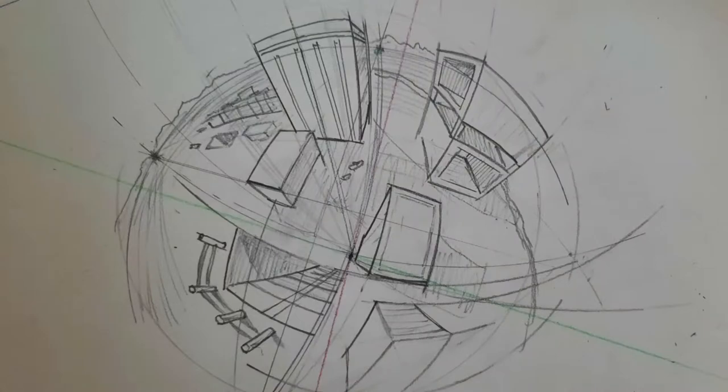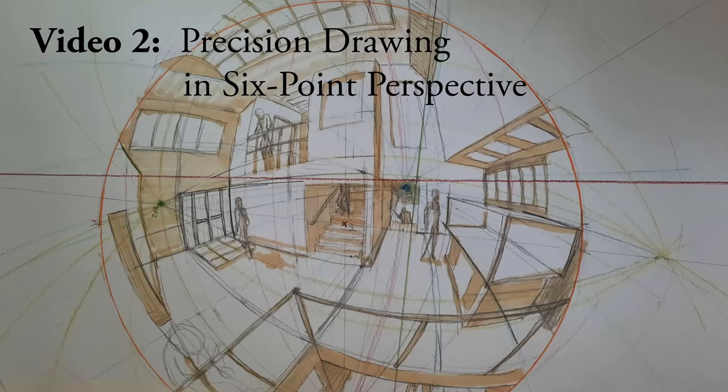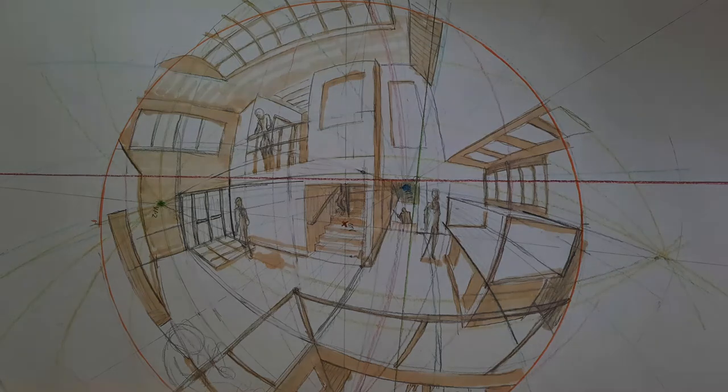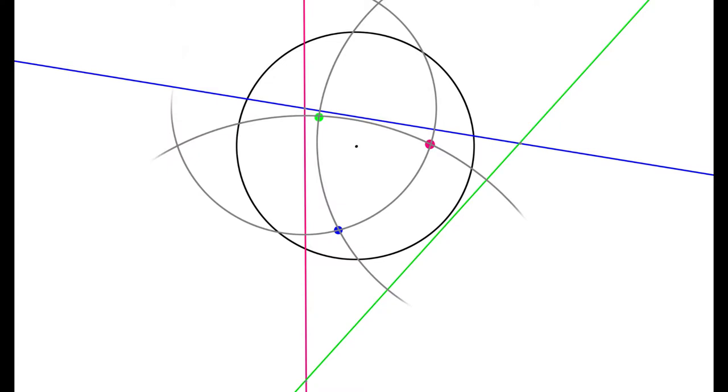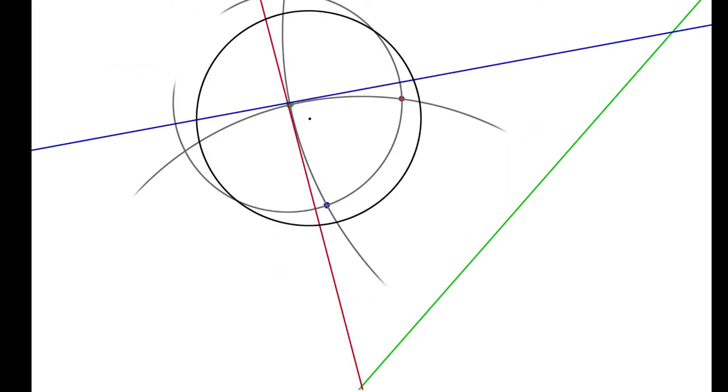In this video, we're going to be drawing a six-point perspective drawing using a compass and a straight edge to draw as many of the lines as we can, to be as precise as we can. To start off, you need the six-point structure to draw into, and you can go back to video one and draw one for yourself, or you could just trace one of these three.